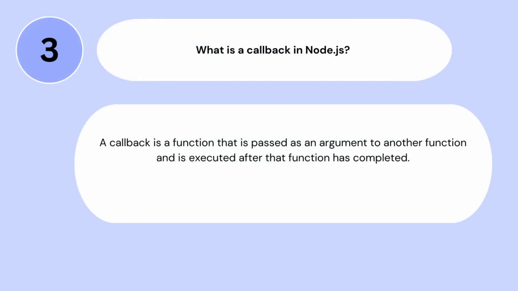What is callback in Node.js? A callback is a function that is passed as an argument to another function and is executed after the function has completed.